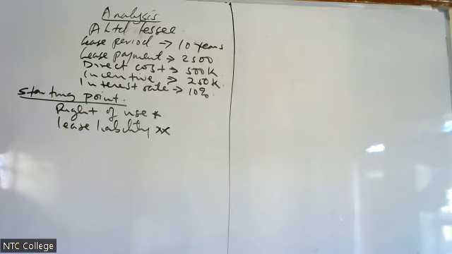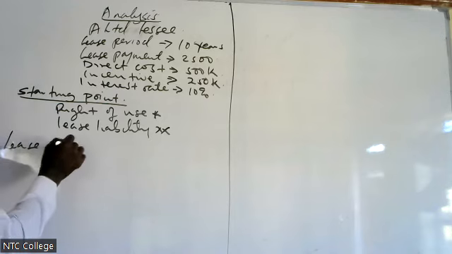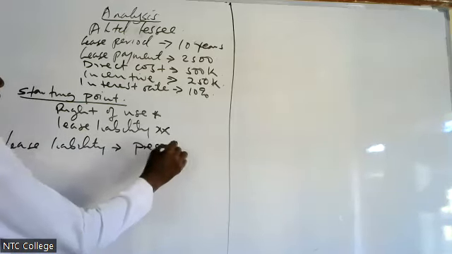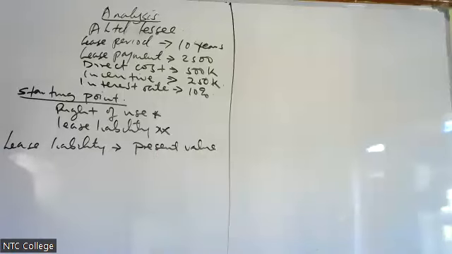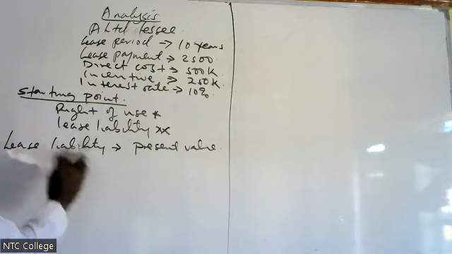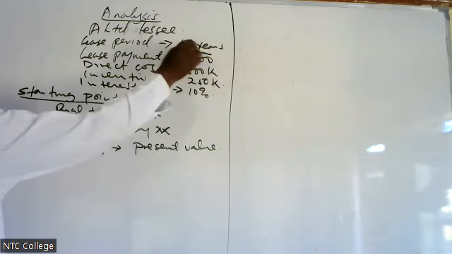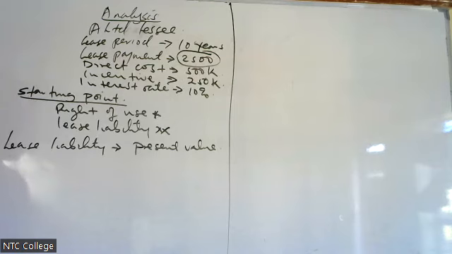You begin with the lease liability because the right of use will be the formation of the lease liability. Therefore, let's get the lease liability. This is the present value of minimum lease payments. So I'm going to discount the minimum lease payments, which is 2.5 million, to get this liability.